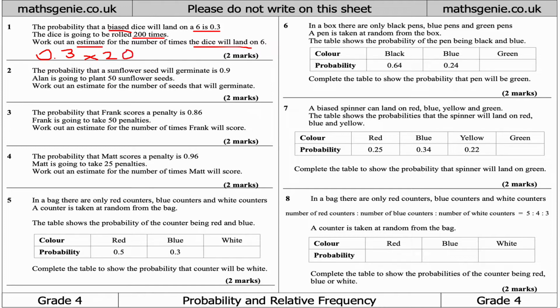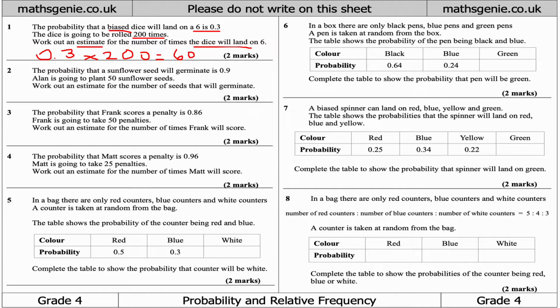So that's going to give me 60. Because if I ignore the decimal point there and I do 3 times 200, that's 600, but then divide my answer by 10, I get 60. And that's worth 2 marks. So to work out an estimate is always the probability times by the number of trials, or the number of trials times by the probability of the event.